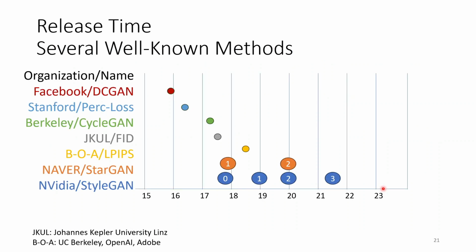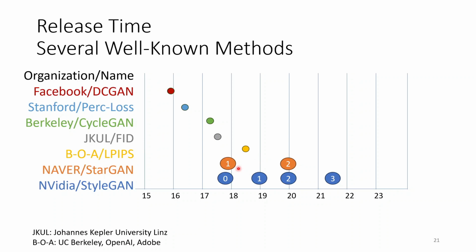And then I will show you some very famous methods for generative models. In 2015, the DCGAN was published, and then a few months later, the perceptual loss style transfer method was published, and then there was CycleGAN. And there are two important metrics. They are not generative methods. They are metrics to evaluate the quality of generated images, and their names are FID and LPIPS.